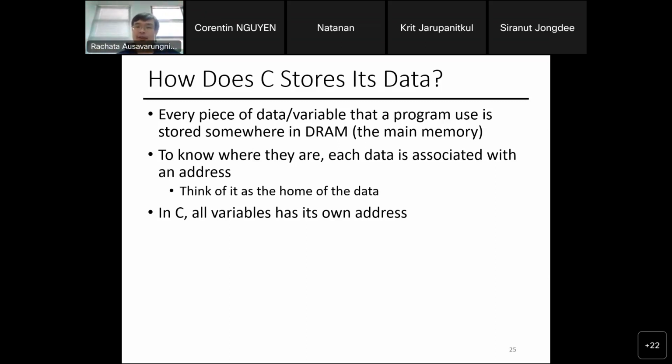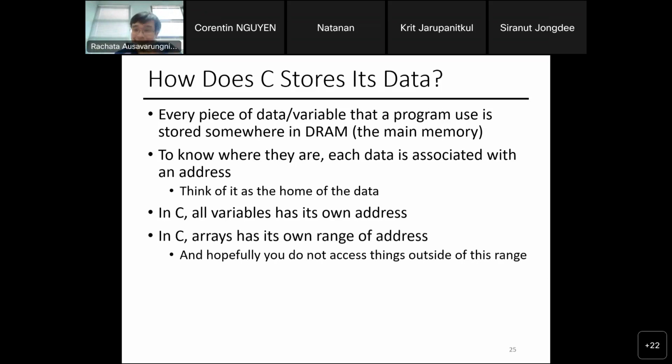So your data has its own address. Your array, because an array is a bunch of multiple pieces of data, right? It will then have a range of addresses, and hopefully the range doesn't overlap, right? So hopefully you don't write into your friend's data. So unique data should have a unique address.